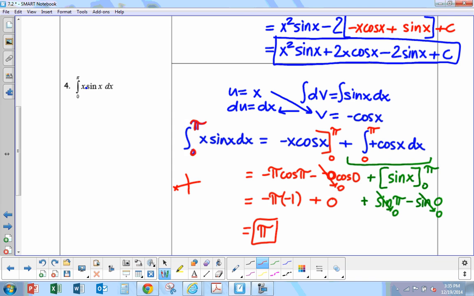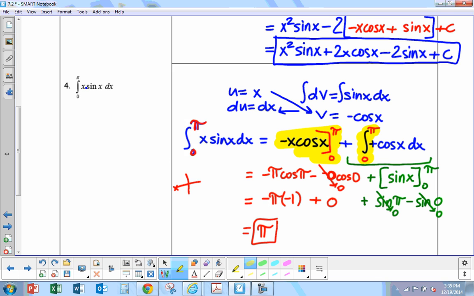Just like for any other integrals that had bounds, as long as your bounds are constant, you're going to end up with a number for your answer. But the tricky part is to make sure that you apply the bounds to this first part, to the UV part, as well as to the actual integral part. The bounds apply to both components.